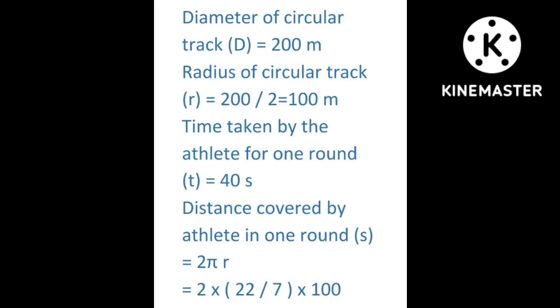Here it is given that the diameter of the circular track is 200 meters, and then we can find out the radius, that is radius equal to diameter by 2, that is 200 by 2, which equals 100 meters. The time taken for completing one round is 40 seconds. Then we can calculate the distance covered by the athlete in one round, that will be the circumference of the circle, right, that is 2 pi r. Then we can substitute the values, then it will be 2 into 22 by 7 into 100. Here 22 by 7 is the value of pi.